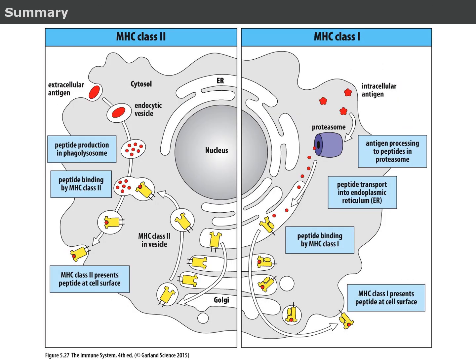This slide compares the antigen presentation pathways for MHC class I and MHC class II molecules. On the left side, MHC class II molecules present extracellular antigens. These antigens are taken into the cell through endocytosis and processed in acidified vesicles known as phagolysosomes. The resulting peptides bind to MHC class II molecules inside vesicles. These complexes are then transported to the cell surface to be recognized by CD4 T cells.